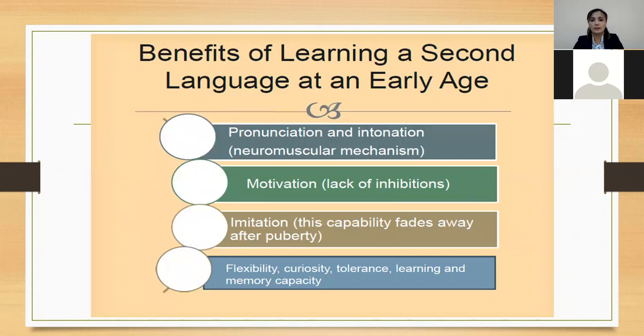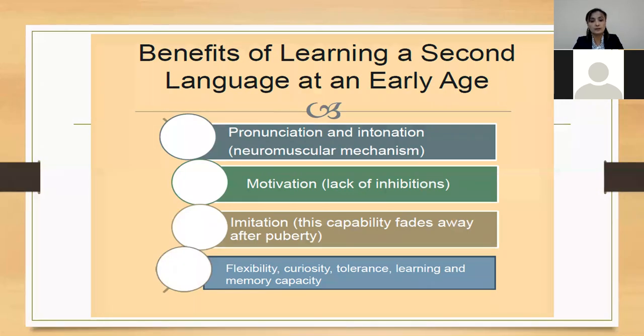So, several benefits of learning a second language at an early age. What are they? The first benefit is pronunciation and intonation, the neuromuscular mechanism. The second benefit is motivation. We have just spoken about the role of motivation in second language learning. It's more important. Lack of inhibitions, imitation: this capability fades away after puberty.